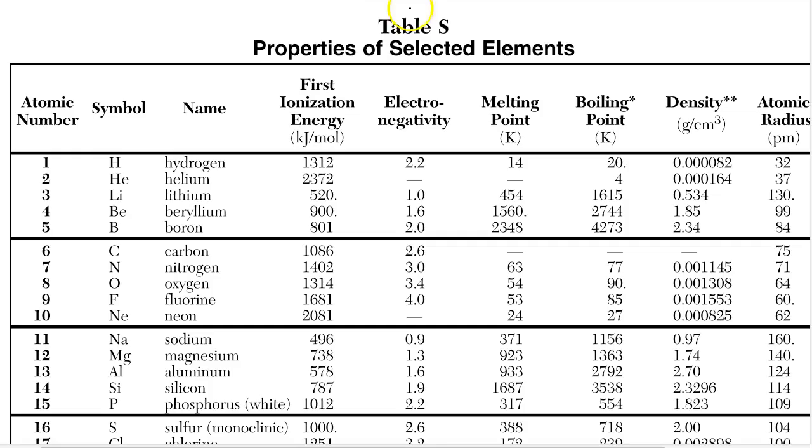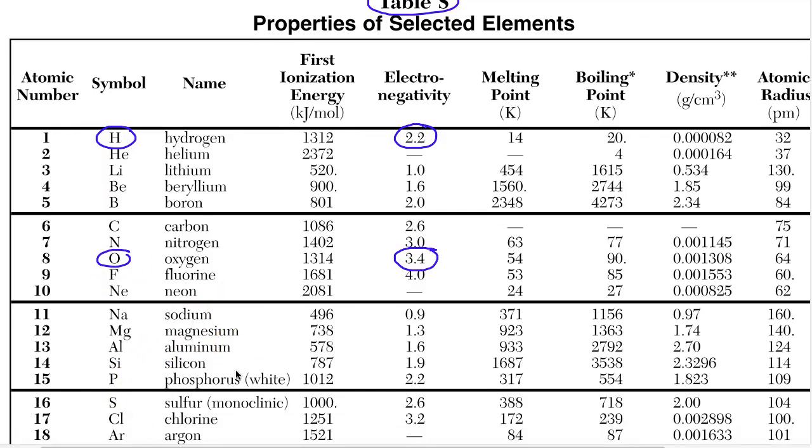So here we are with Table S in all of its glory, and let's look at hydrogen, electronegativity, attraction for other people's electrons: 2.2. Look at oxygen: 3.4. That's the winner that I think is going to be. And silicon, as I go down, is 1.9. And if I go to sulfur, which is under oxygen, it is 2.6. So the winner is oxygen.